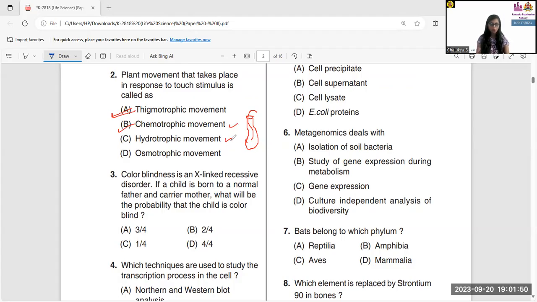Okay, so next is the hydrotropic movement. Hydrotropic movement is nothing but movement towards the water. Example, roots. Next, the osmotropic movement. Osmotropic means the movement of dissolved organic components for nutrition. So the answer for this question is thigmotropic movement. Okay, move on to the next question.